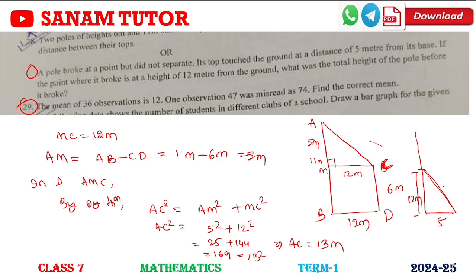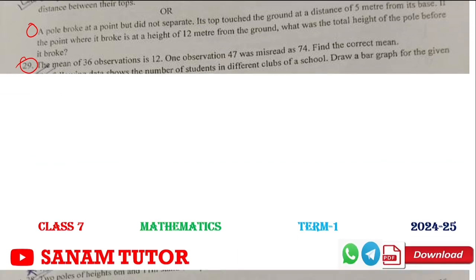Okay, so first we find this part. How to find? By Pythagoras theorem, because this part is 12 square plus 5 square, same 13, it will be 13 meter. So 13 plus 12, because when we add 13 plus 12 we find the total height of the pole. So that is 12 plus 13, that is 25 meter, means total height of the pole is 25 meter. Similarly solve in this method. So next question.